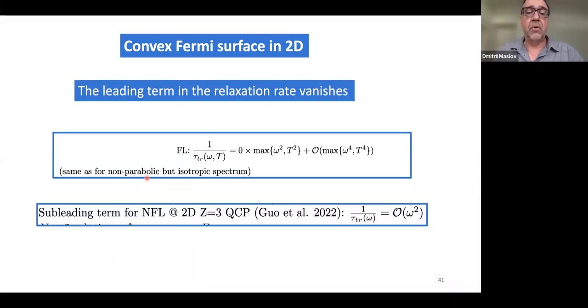The subleading term for the non-Fermi liquid was obtained recently in Sibir's group, who said that it is as in a Fermi liquid, proportional to omega squared. I will not comment on this further. I think this is to be discussed.